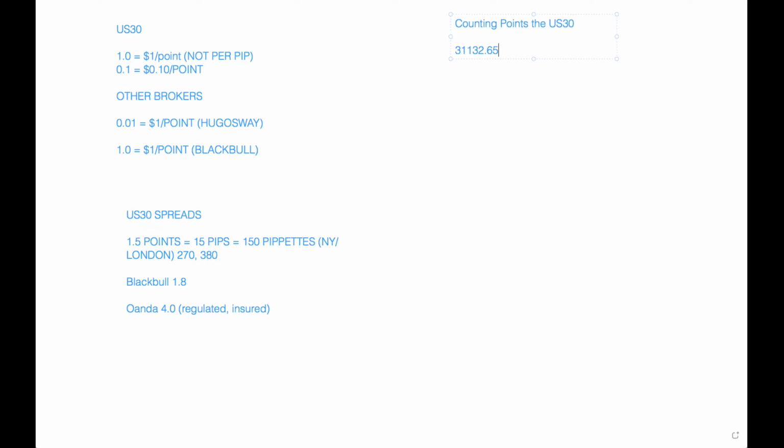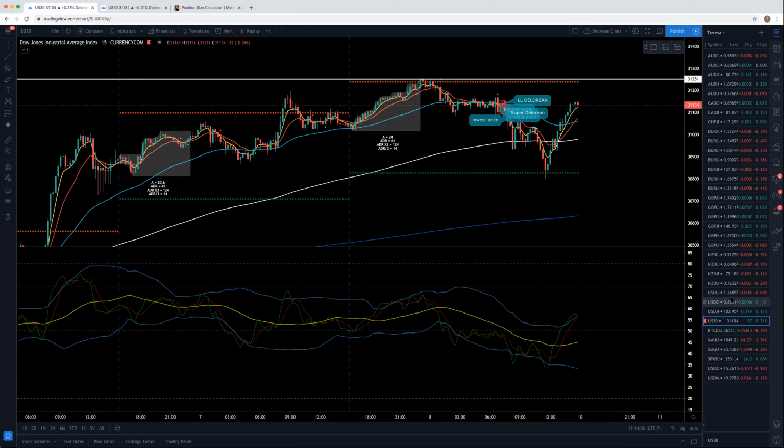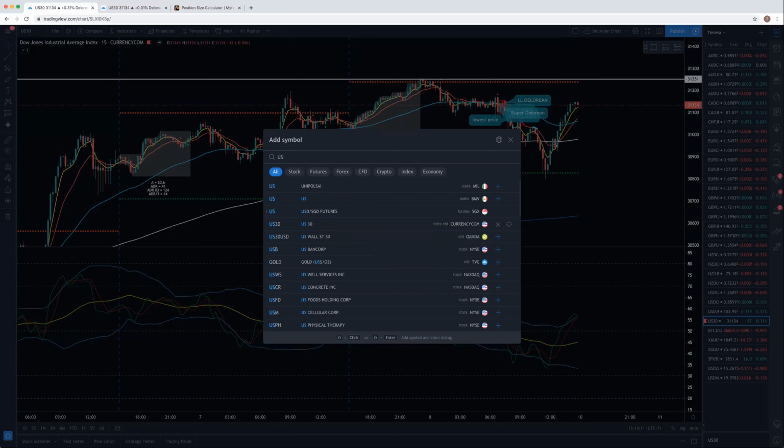When I look at TradingView and I am trading US30, I normally look at the broker feed from Currency.com because my broker doesn't feed directly to TradingView. So I have to look at a different broker's feed. And when I look at Currency.com, they don't have any numbers listed behind the decimal, right? It's just the whole numbers. There's no decimal points.